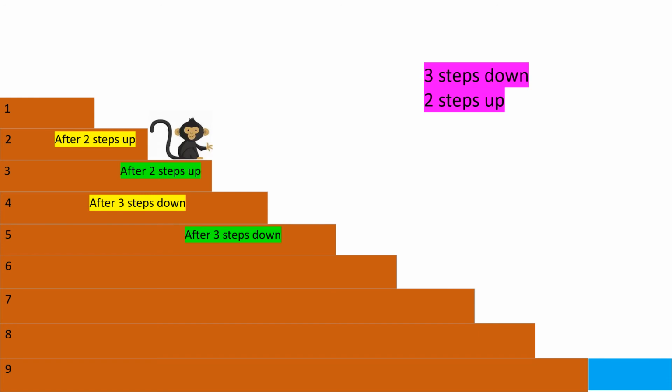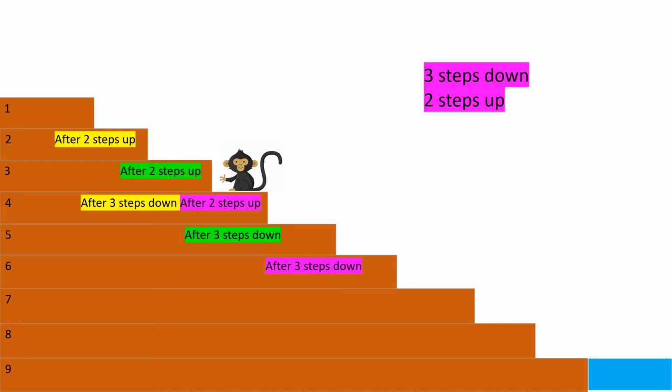He was at the third step, J3, and now he has to jump 3 steps down again. Let's see. 1, 2, 3. So jumping 3 steps now, he is at the 6th step. Now he has to go 2 steps up. Let's see. 1, he turns. 1, 2. So he jumped 2 times and he reached this step, which is the 4th step, right?